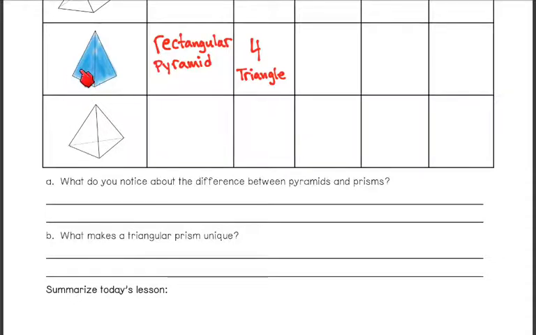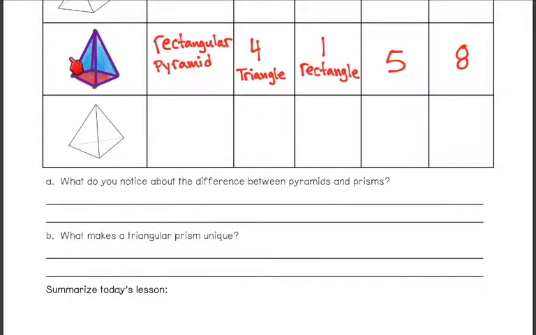The base here, there's only one base, and that base is a rectangle. So I'm going to color that one in. Then with the vertices, there are 4 vertices on the bottom, and there's 1 here on the top. So that means we have 5 total vertices. And then the number of edges, we have 1, 2, 3, 4, 5, 6, 7, 8. So we would have 8 edges to color in. And there we have a rectangular pyramid.